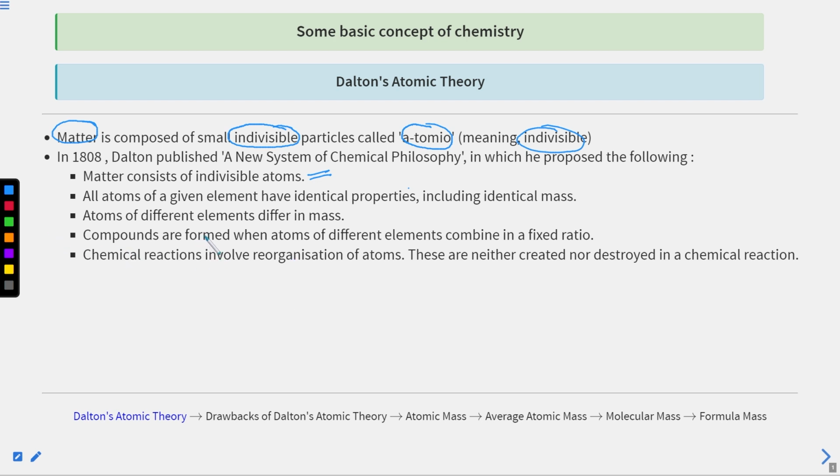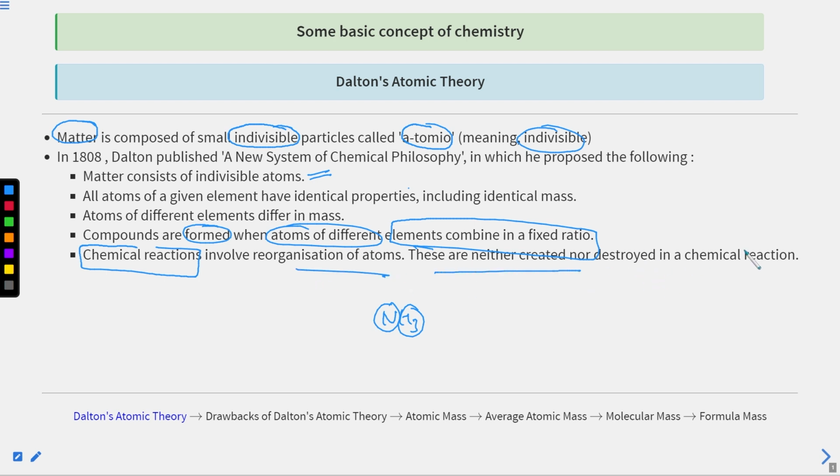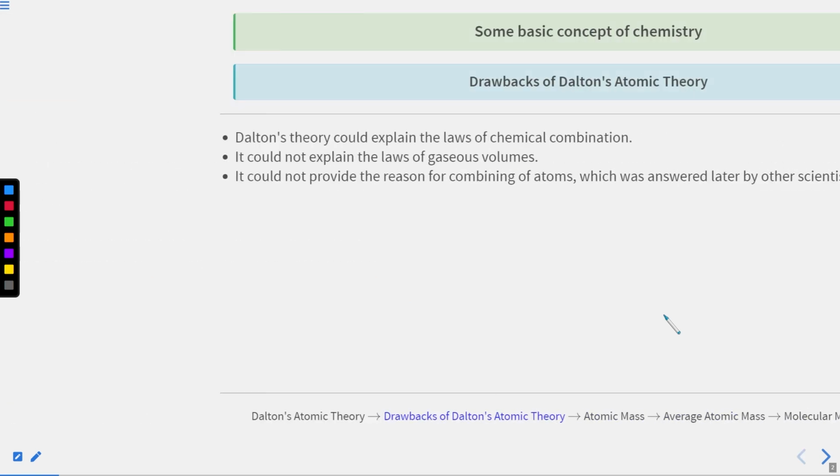Now, how are compounds formed? When atoms of different elements combine in a fixed ratio. For example, in ammonia, the ratio is 1:3, where 1 is for nitrogen and 3 is for hydrogen. Its formula is NH3. So one comes from nitrogen and 3 comes from hydrogen. Now he defined chemical reactions as the rearrangement of atoms, and in this process they are neither destroyed nor created. Clear? So this was the first atomic theory given by Dalton.